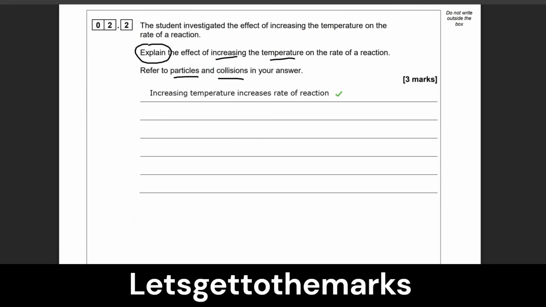But you're always going to put that. And now we need to say why. Why does the temperature increase the rate of reaction? And we need to talk about particles and collisions. So we're going to go with more kinetic. Basically, the higher the temperature, the more kinetic energy. Particles have more kinetic energy. I'm going to start like that, actually. So particles have more kinetic energy.